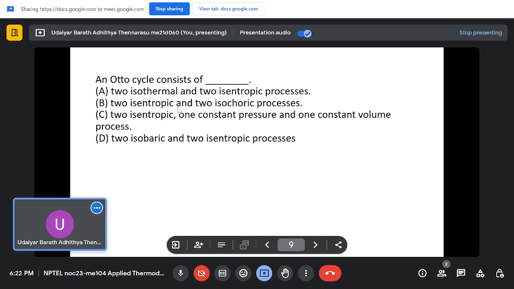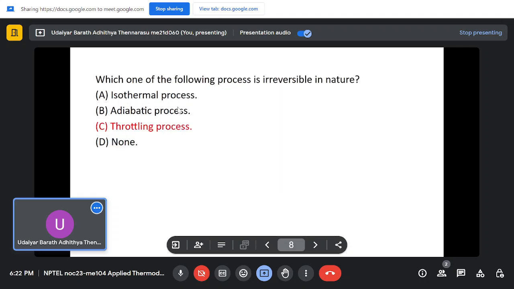A better way to think about it: if you assume the process happened in any of the processes mentioned, and you are able to retrace it to the previous state, then it's called reversible. But in a throttling process, you cannot do that. Assume a gas flowing through a valve. In this case, there is a pressure reduction. Without putting in work, you cannot compress it again, and you cannot retrace the path in the valve. You cannot just push the fluid at low pressure through the valve to make it higher pressure. That's not possible. So option C, throttling process, is irreversible in nature.